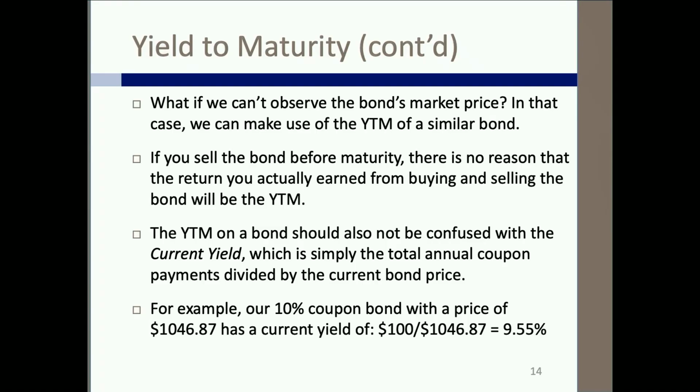So in the previous example, that would be what? Well, if I'm standing at time 0, I'm going to receive $100 in the next year, remember? And my bond price was $1046.87. The current yield is just one divided by the other, so in this case, 9.55%. So don't confuse yield to maturity with current yield.